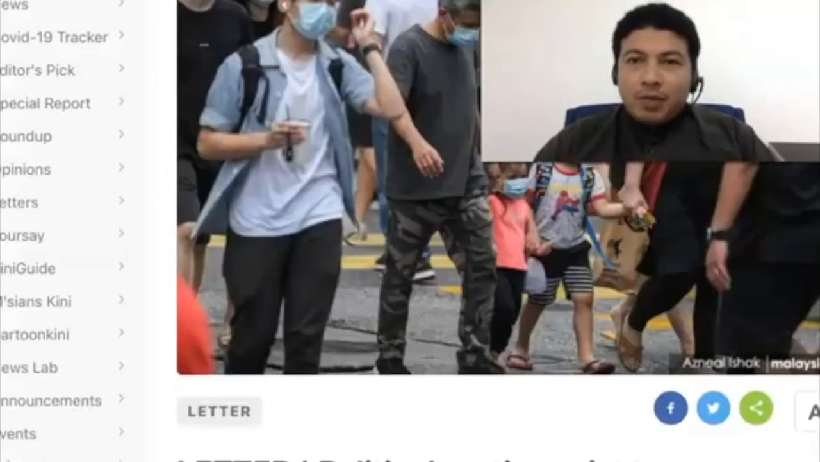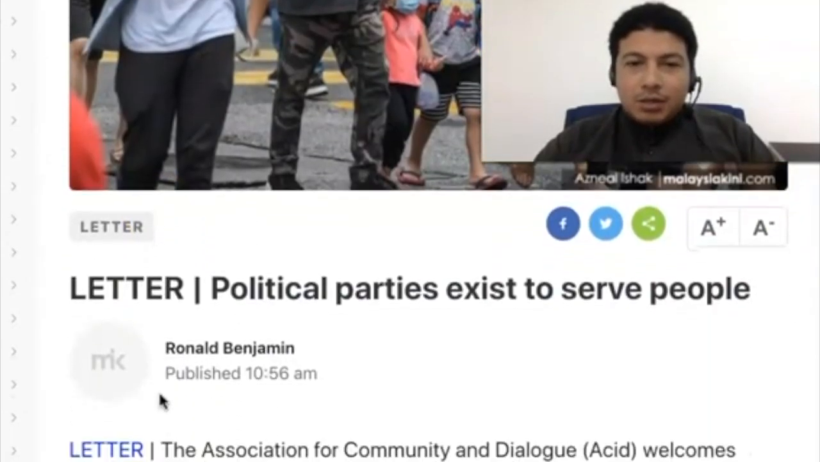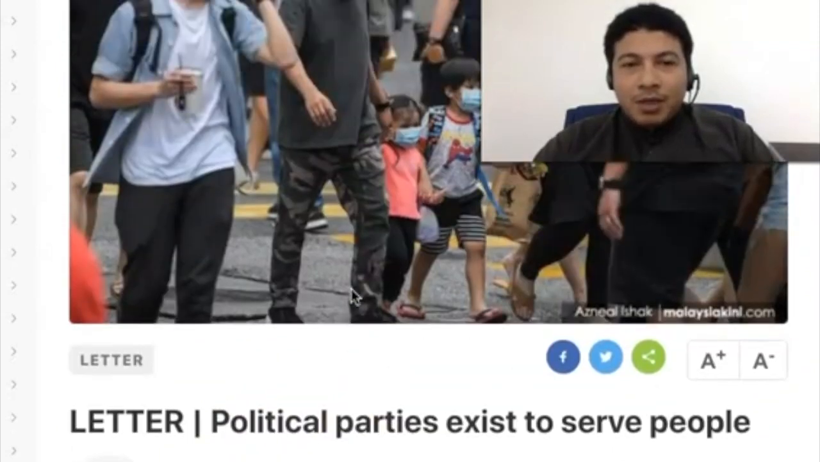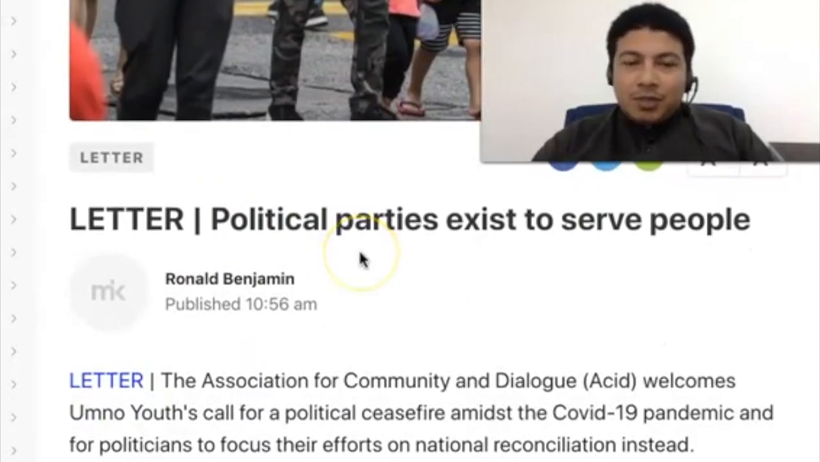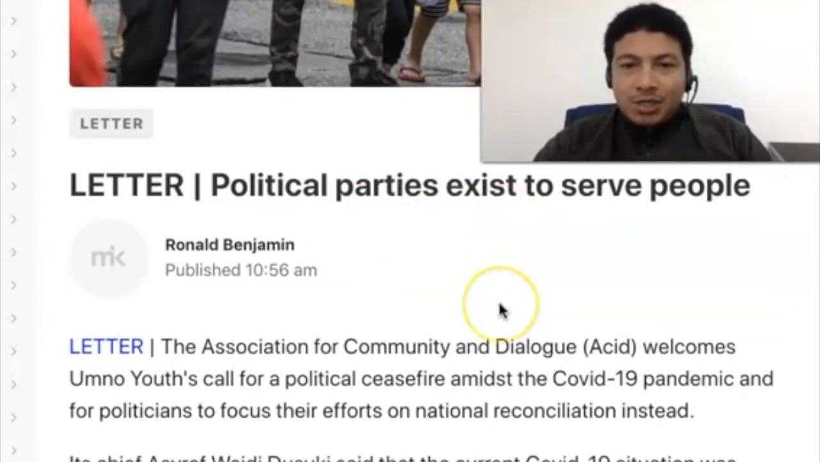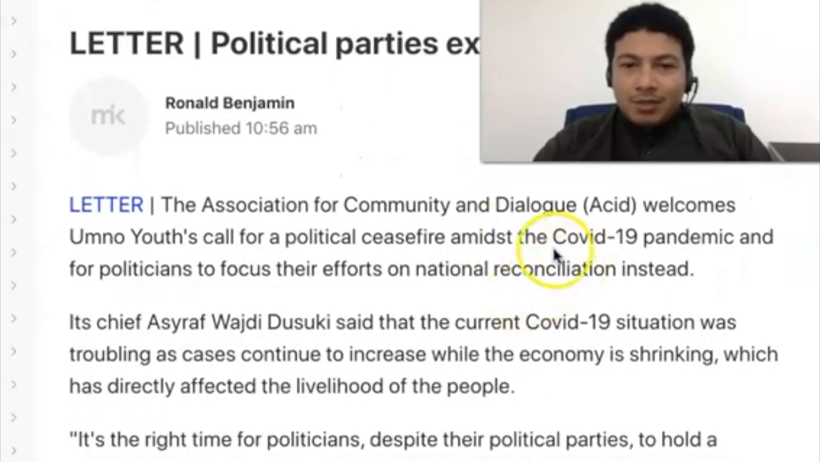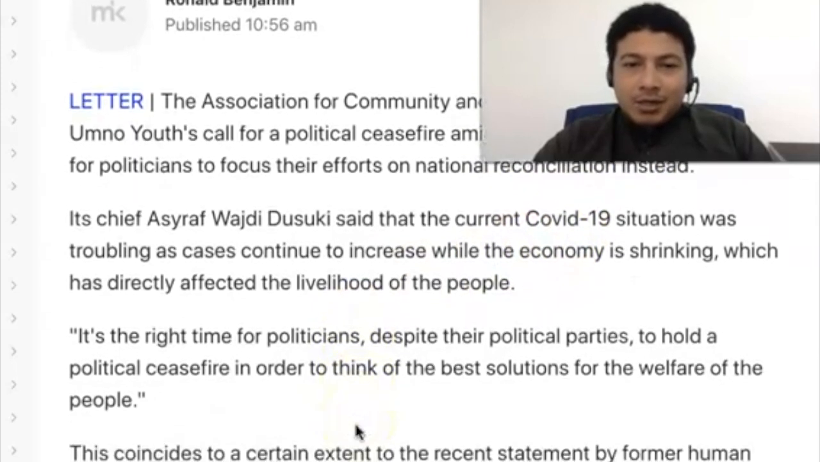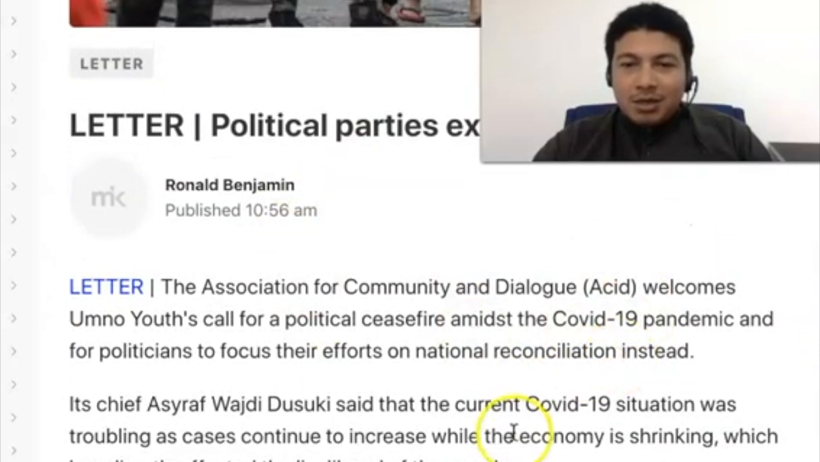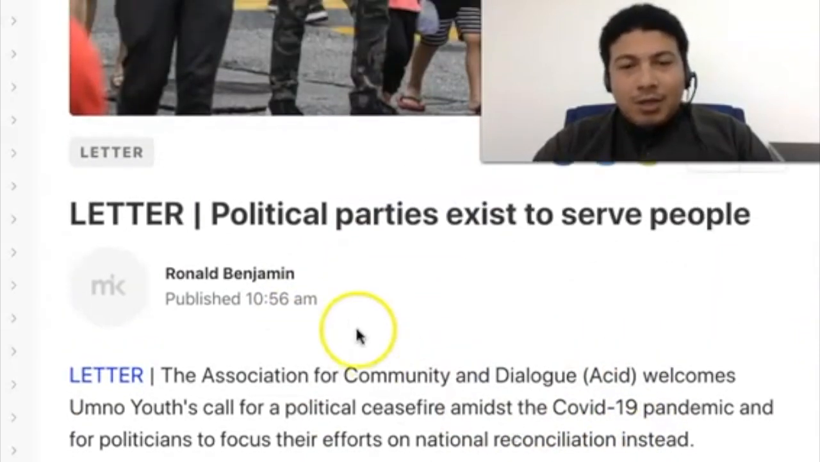Let us take a look at one last example of an article. This is a local article, and the topic is political parties exist to serve people. So this is the topic. So we know that this article is talking about political parties, politicians, and also we can see the words COVID-19 and pandemic are repeated in this article. So it talks about politicians and the COVID-19 situation.